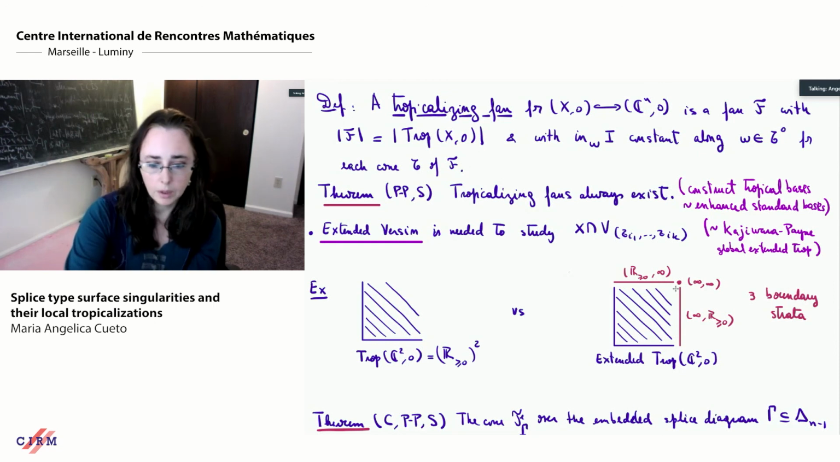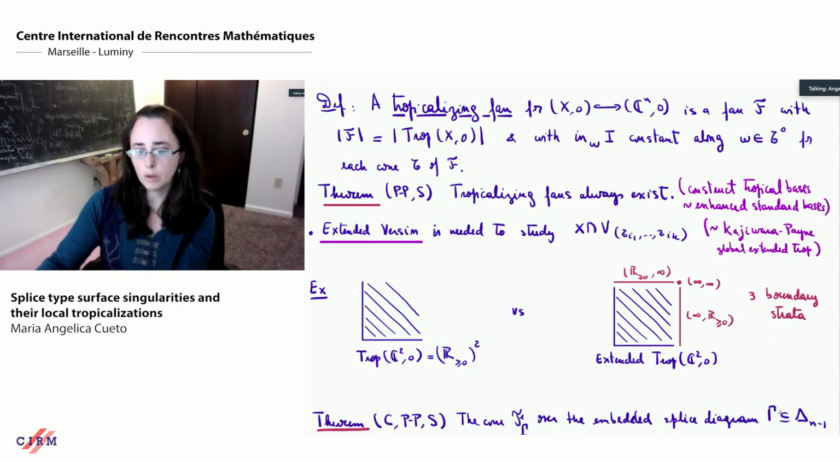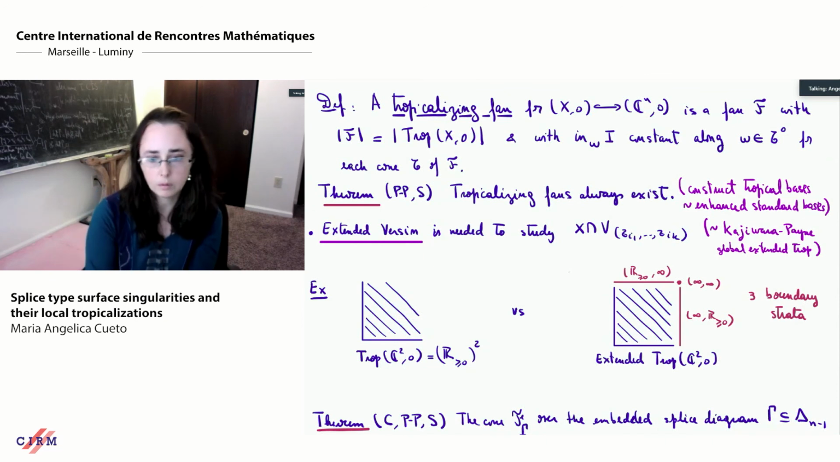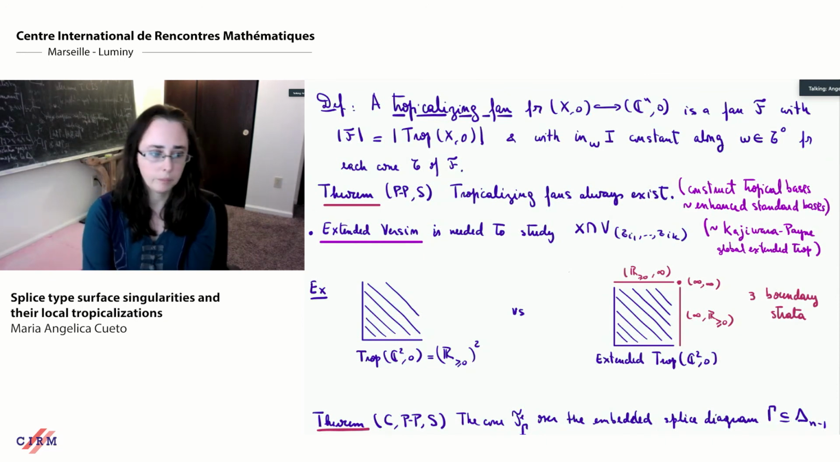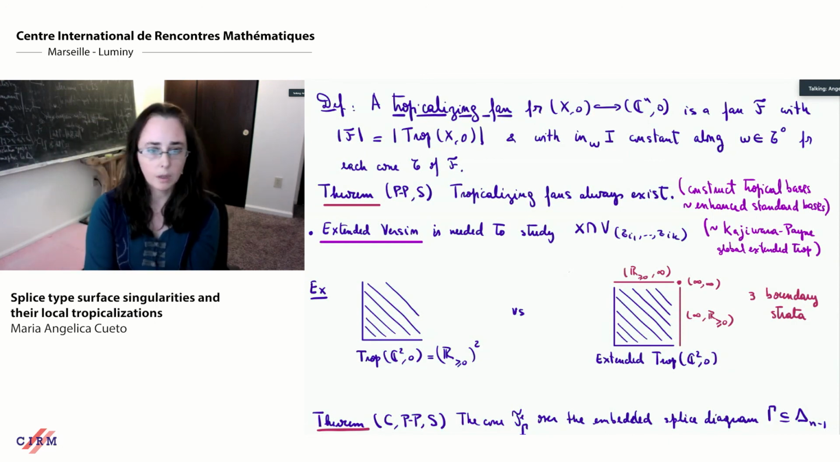Angelica, can I ask you to conclude? Yes. And so the theorem is that the cone over the embedded splice diagram is a tropicalizing fan for this splice diagram. And using this, really, we prove all these results. Okay, so sorry for going a little bit over time, I think. So thank you for your attention.